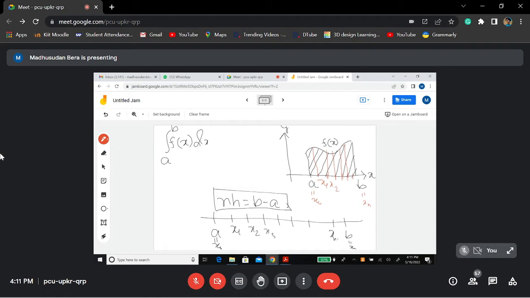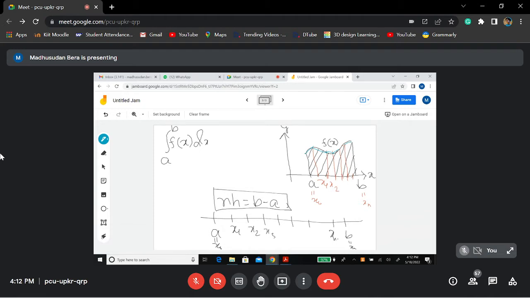In the trapezoidal rule, the curve is approximated by straight lines. A to x1, we are considering this straight line, in a different color. Then x1 to x2, this straight line. Then x2 to x3, this one, this one. That way we are considering. Then A to x1, what is the area? What is the shape? Trapezium.